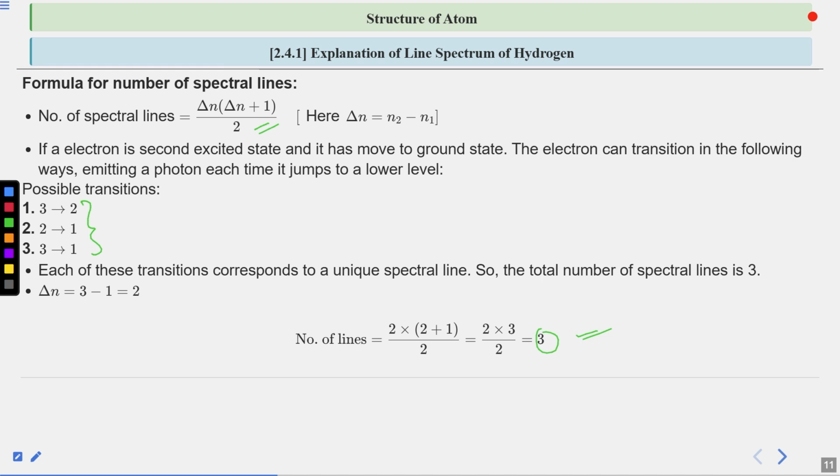Okay. So again, I'm repeating it, from the second excited state, there can be multiple transitions. It can go from 3 to 2, 2 to 1, or it can go from 3 directly to 1. If you're starting from 4, then it can go from 4 to 3, 3 to 2, 2 to 1. Now that is very difficult to calculate. So simply use this formula. The initial state minus the final state, that is n2 minus n1. Put this here, delta n into delta n plus 1 by 2. And that will directly give you the answer.